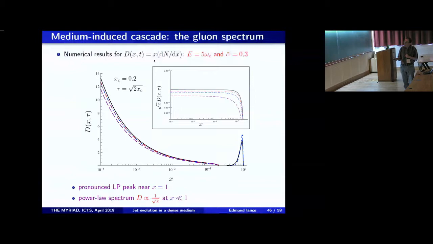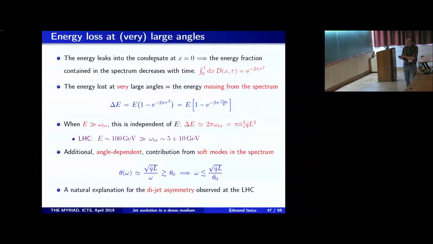It happens, though, with time that the energy goes away from the spectrum. It moves to softer and softer quanta and accumulates at x equal to zero eventually. So, as I just said, the energy leaks into a condensate at x equal to zero because you have no thermalization, otherwise we just go to the medium. How can you check that?